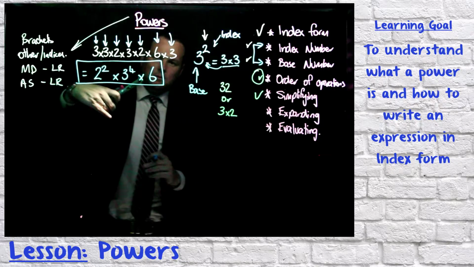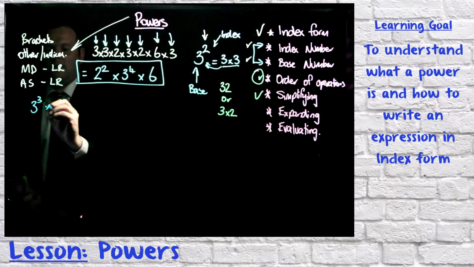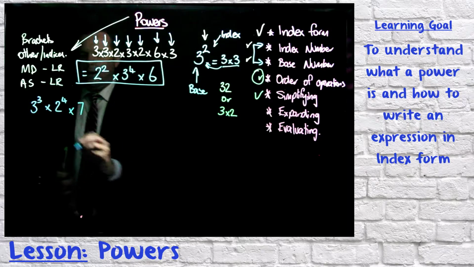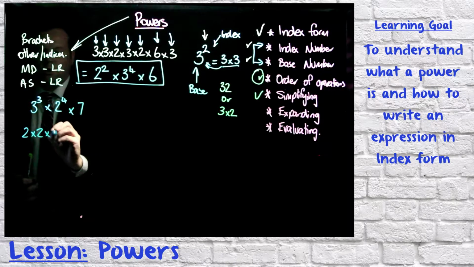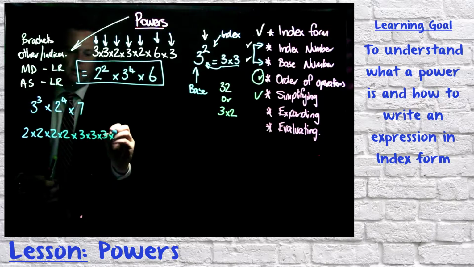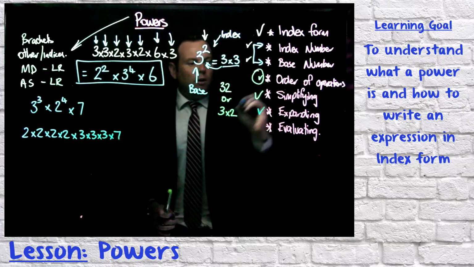Now, we can also expand something that's in index form. So let's just say I've got 3 to the 3 times 2 to the 4 times 7, okay? I would rewrite that as 2 times 2 times 2 times 2 times 3 times 3 times 3 times 7, okay? So that is expanding.